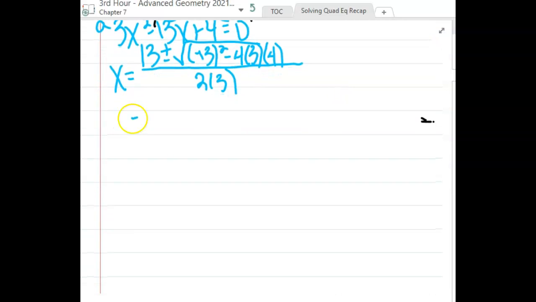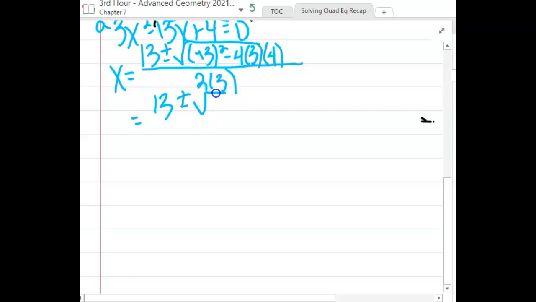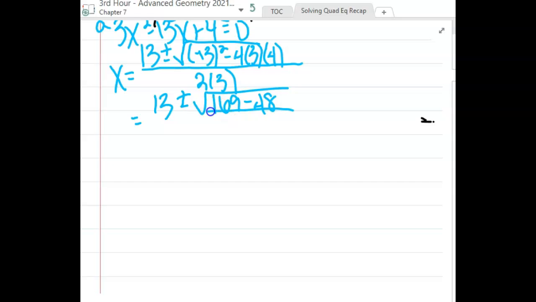Okay, so if I go through that first step of simplifying, it'd be 13 plus or minus. Now remember, when you do b squared, it does not matter if b is positive or negative, because a positive squared and a negative squared gives you a positive answer. Negative 13 squared gives me 169. Okay, the sign that follows is going to be a negative. And then 4 times 3 times 4 gives me 48. All over 2 times 3 gives me 6. Okay, when I subtract these, 169 minus 48 gives me 121.